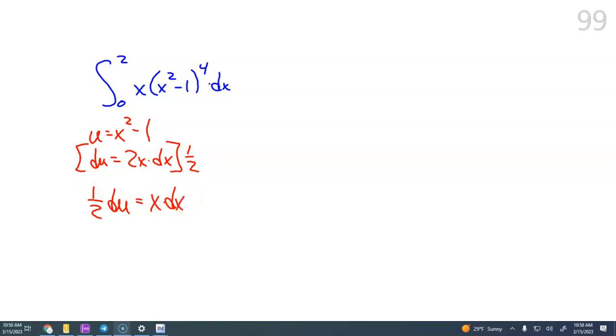With me there? So I'm going to go back and rewrite it, but don't write the 0 and the 2 yet. x times dx becomes 1/2 du. This becomes u to the 4th. But we cannot use the 0 and the 2 anymore. So this is the trick with definite integrals with u substitution. This 0 and 2 applied to the x values. We just changed everything in the problem to u values. So we have to change these also.